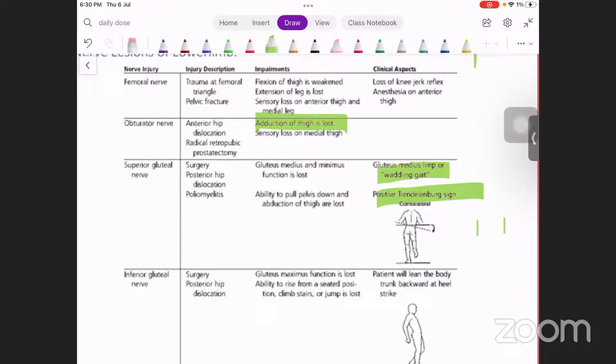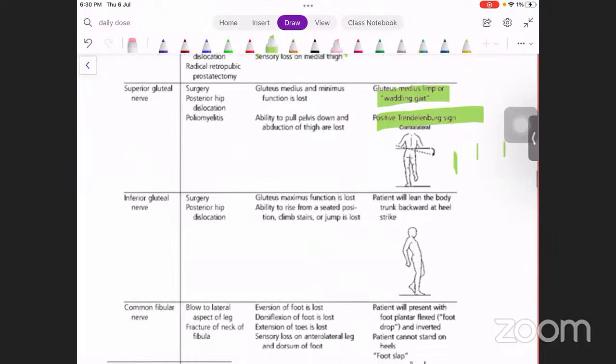And then you have this inferior gluteal nerve, where the patient will lean the body trunk backward at a heel strike. So you may have the stepping gait or high stepping gait in the inferior gluteal nerve. And apart from that, you have the common peroneal nerve. Fracture of the neck of the fibula could result in common peroneal nerve injury or common fibular nerve injury.